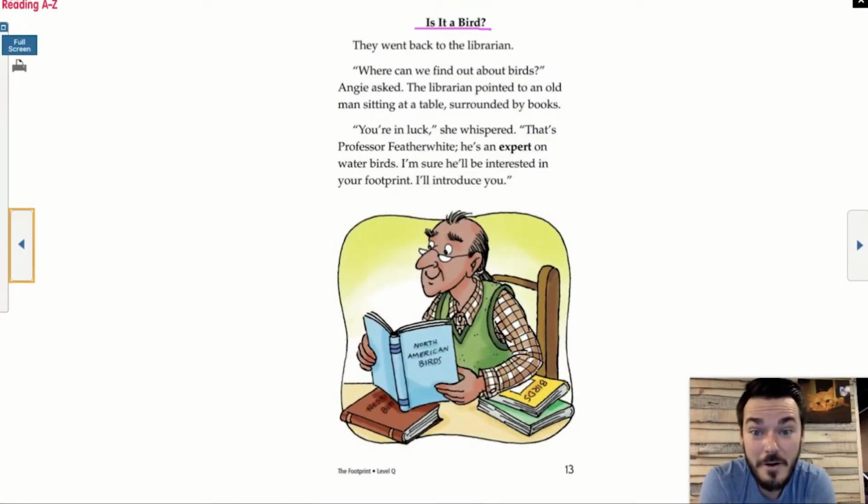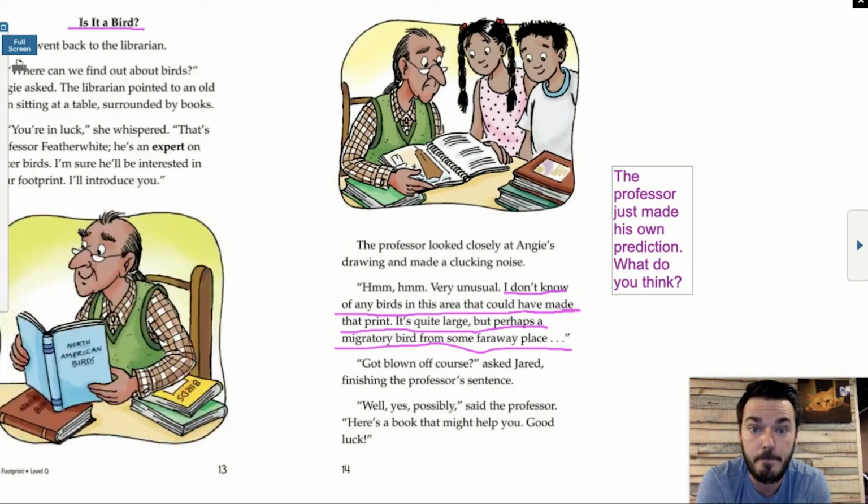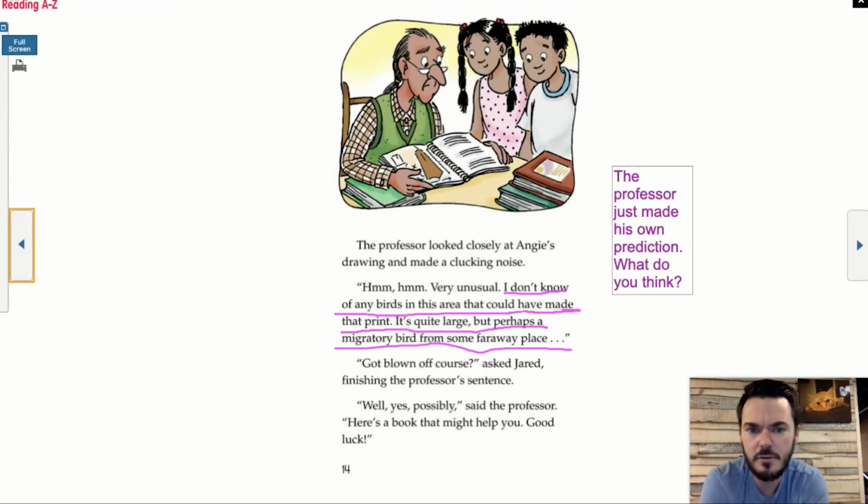"Is it a bird?" They went back to the librarian. "Where can we find out about birds?" Angie asked. The librarian pointed to an old man sitting at a table surrounded by books. "You're in luck," she whispered. "That's Professor Featherwhite. He's an expert on water birds. I'm sure he'll be interested in your footprint. I'll introduce you." The professor looked closely at Angie's drawing and made a clucking noise.